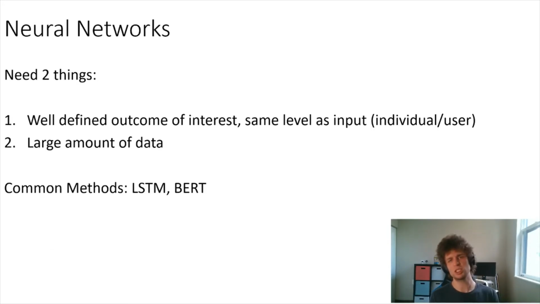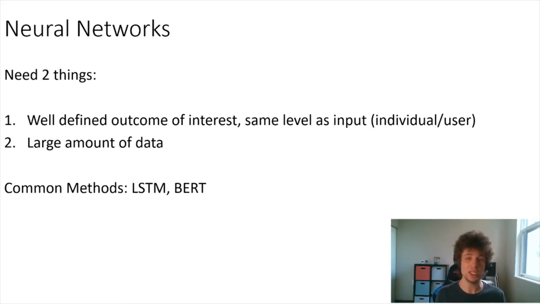Next we're going to talk about neural networks. To actually run a neural network, and I'm not talking about autoencoders, if you know what that is, we'll talk about that later. If you don't know what that is, don't worry about it now. We'll talk about it later in a different video. Basically, when we want a neural network, we need to have a well-defined outcome of interest at the same level as the input.